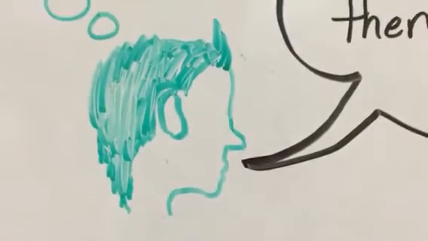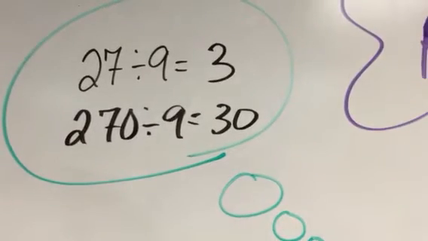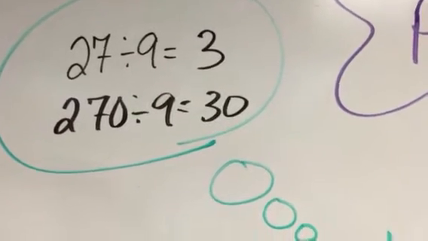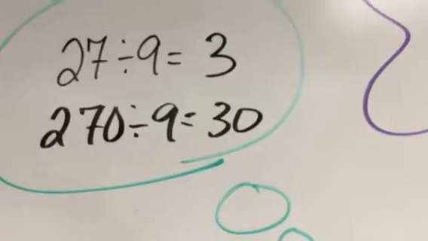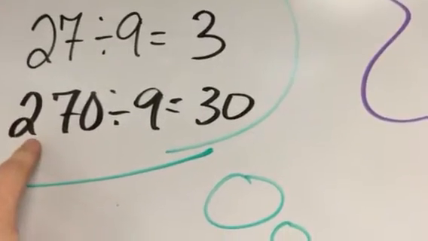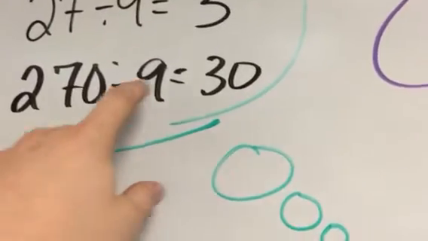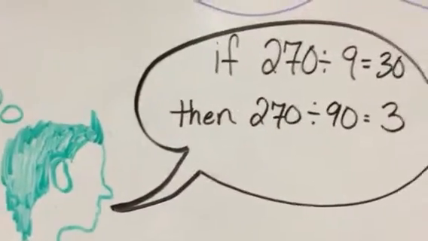So here I am, and I'm remembering things that we did before. We said that 27 divided by 9 equals 3, so therefore 270 divided by 9 equals 30. We just looked at the leading digits here and said 27 divided by 9 equals 3, and there was a 0, so I have to have a 0 in my quotient. Well, now I'm saying something new with that.